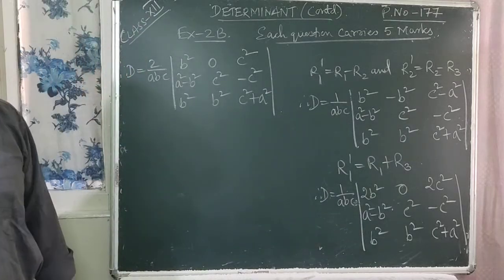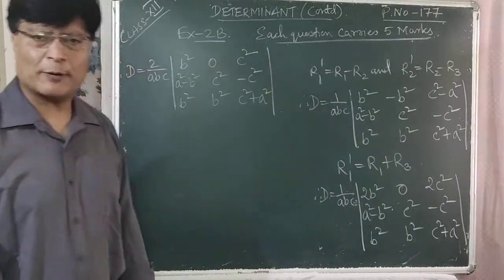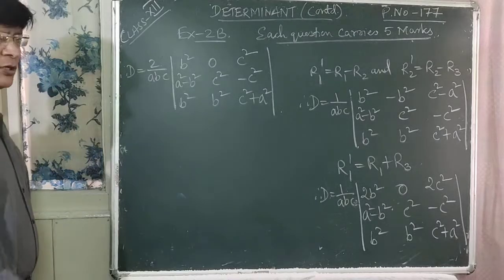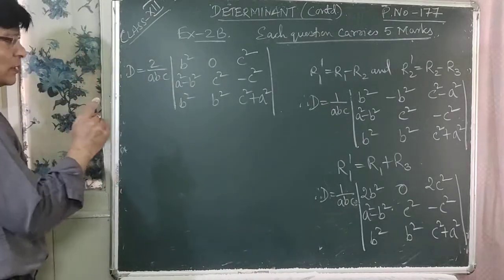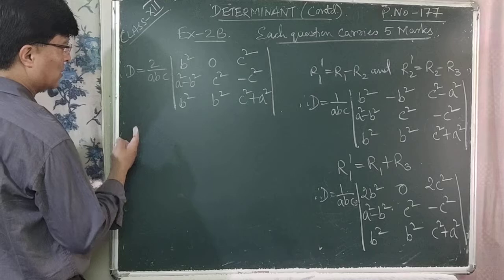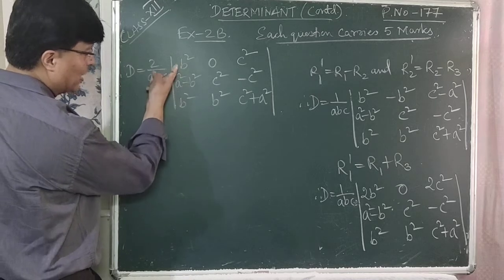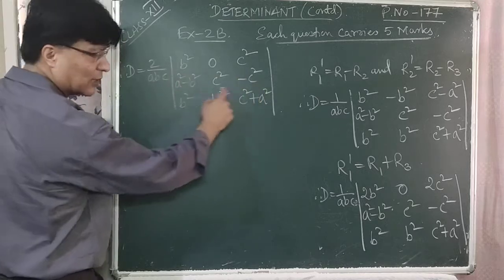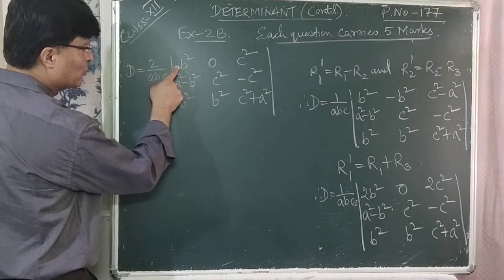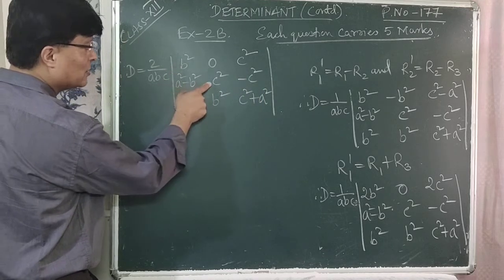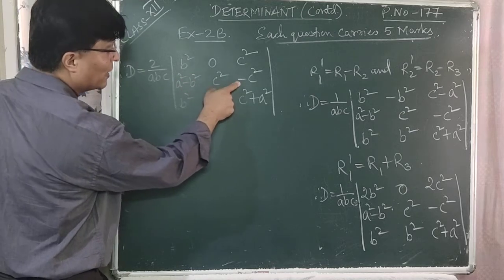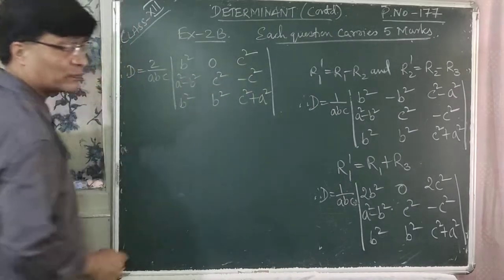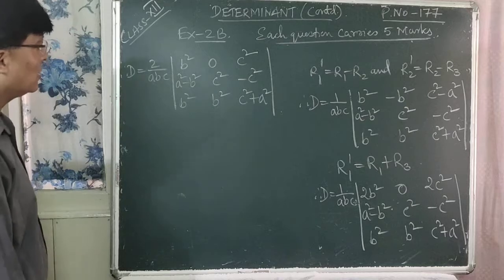Now again you have to use the properties. Don't expand it. How can you use the property? Let's simplify R2 and R1. If you do R2 plus R1, that means row 2 is changing, isn't it? A square minus B square plus B square, A square. C square plus 0, C square. Minus C square plus C square, it is 0. It is quite easier, isn't it?